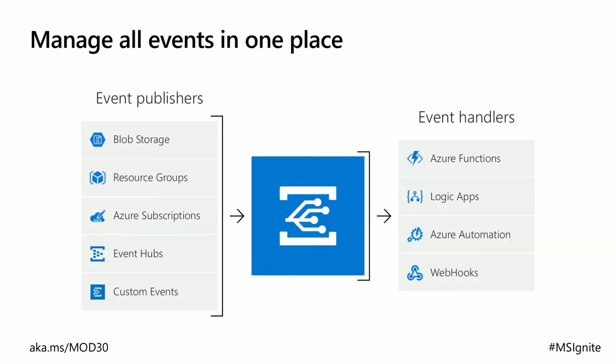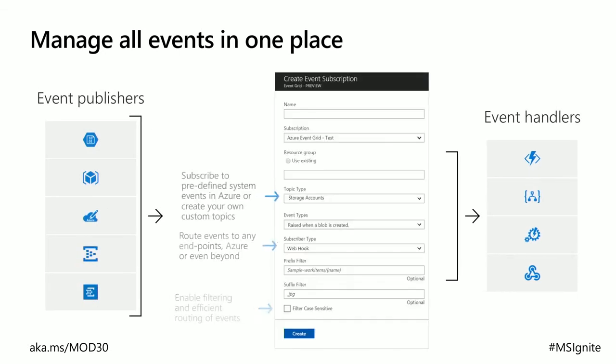So for example here, we've got some event publishers and some event handlers. We create a subscription that goes in between them. The publisher could be any kind of item that produces an event, basically. And you subscribe to predefined system events. You route those events to endpoints.